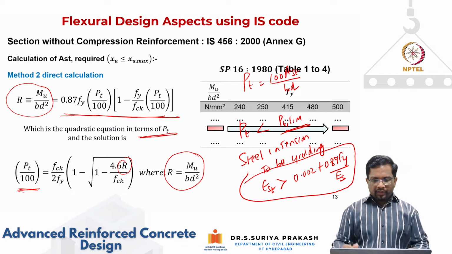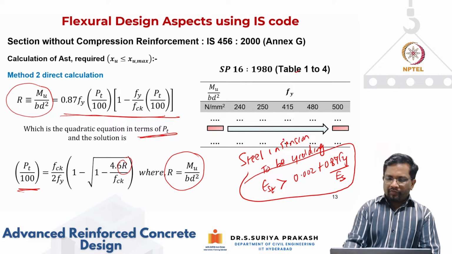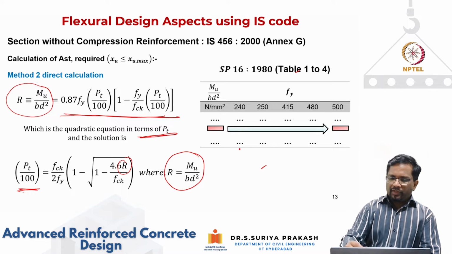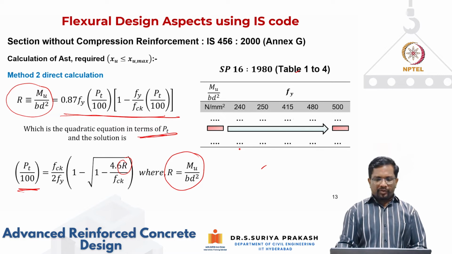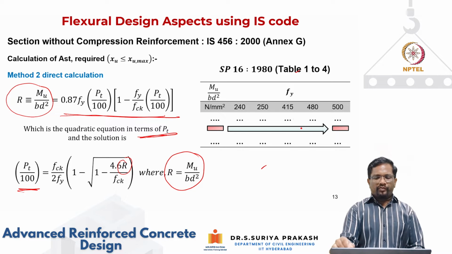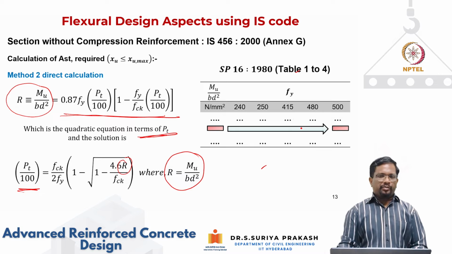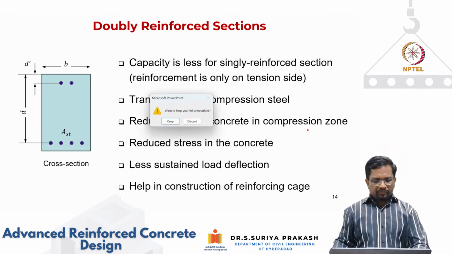Okay. Right. So this is what is given in your SP 16 table also. Mu by bd square, and different tables are given depending upon your grade of steel. Again, we can also use SP 16 and find out for a particular amount of demand what is the amount of steel that is required. That is given in the form of tables for different grades of steel. Right. Okay.